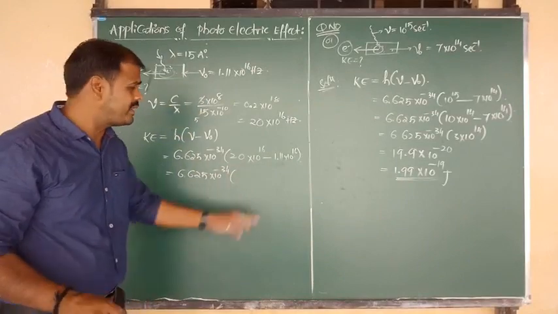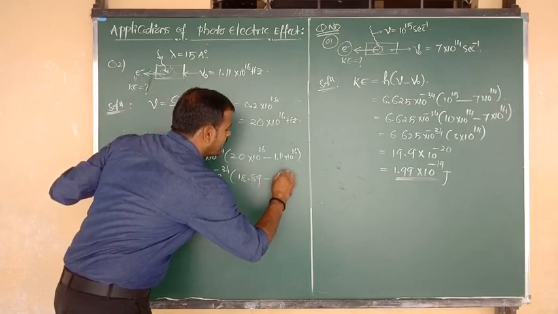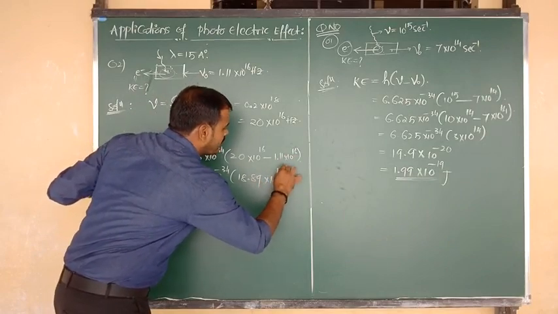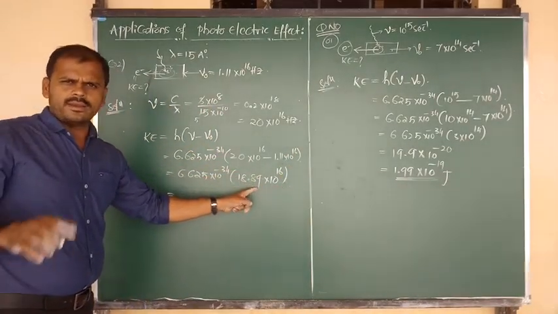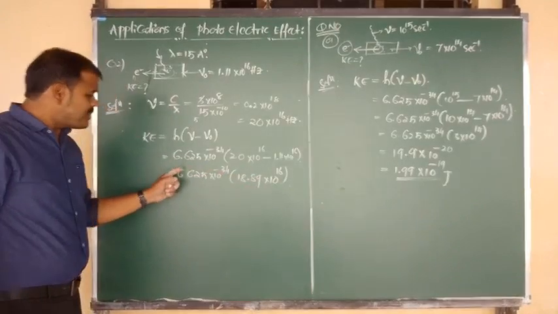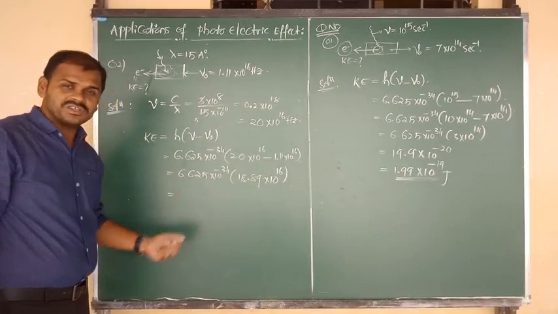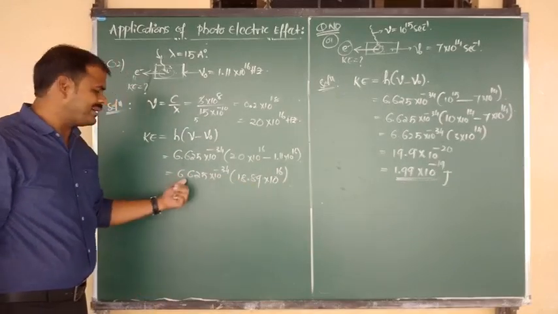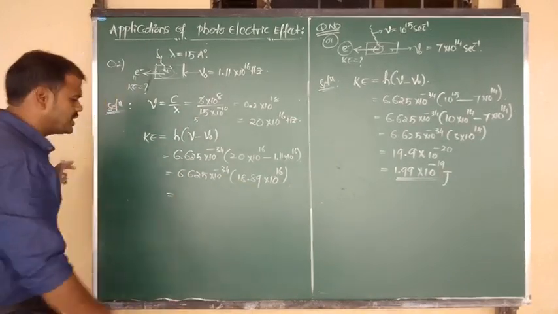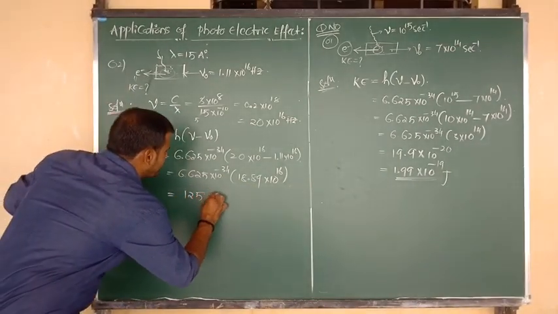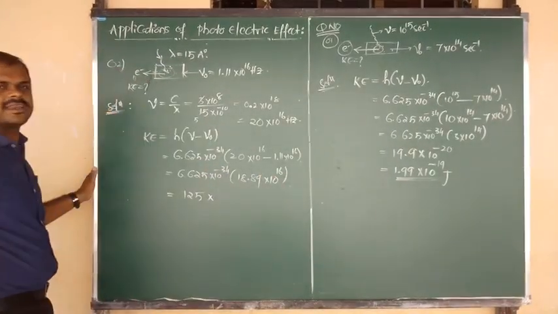20 minus 1 is 19, but here 0.11 is there, so we can write 18.89. In both the data, the common value is 10 to the power of 16. Okay, 18.89, nearly we can consider 19. 6.6, nearly if you want you can consider around 7. Okay, so 19 into 7 is 133. But here it is not around 7, just 6.6 is there. So if we do the exact calculation, we will get a nearby value, that is around 125 into 10 to the power of minus 34.